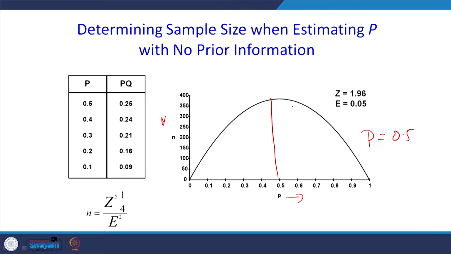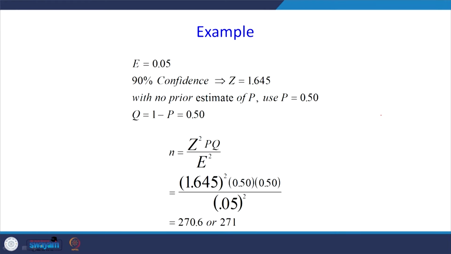Even if the value of p goes above 0.5, you see that the n value is decreasing. If the value of p goes below 0.5, that time also the value of n is decreasing. It is better to assume p equal to 0.5, so that you will get the maximum sample size. In this situation, say the error is given, 90% confidence level, z equal to 1.645, with no prior estimate of p, we have to use p equal to 0.5. So p equal to 0.5, q equal to 0.5, you substitute, you get 271. So if the population proportion is not known to you, you have to take p value equal to 0.5.